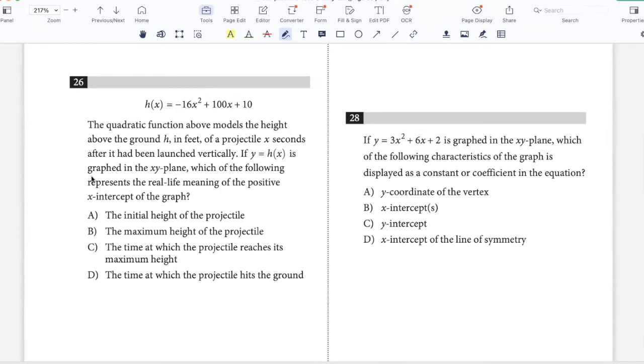The quadratic function above models the height above the ground in feet of a projectile x seconds after it had been launched vertically. If y equals h(x) is graphed in the xy plane, which of the following represents the real life meaning of the positive x-intercept of the graph? Okay, so this is an inverted parabola where this is the height and this is the time in seconds. So the positive x-intercept is this point. So this is the time that it takes for the projectile to hit the ground, right? So the time at which the projectile hits the ground, option D.